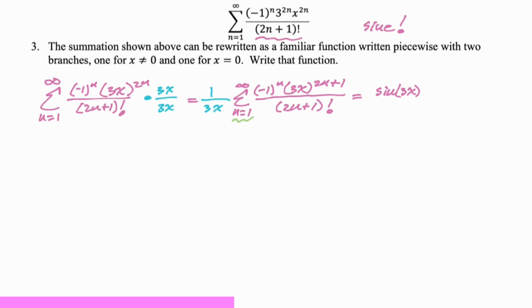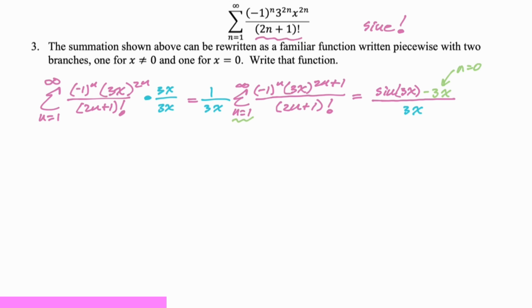If I take 0 and plug it in for n, I get -1 to the 0 is 1, 3x to the first, and then 1 factorial. So I just get 3x, but I'm going to subtract it off. So we're going to have -3x here. And that is because when n equals 0, that's what you get, 3x. You have to subtract it off. All of this over 3x.